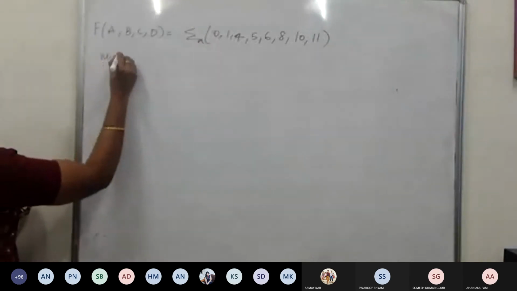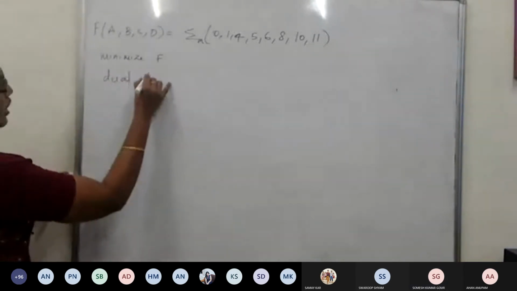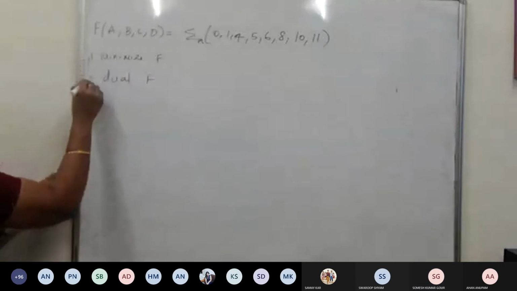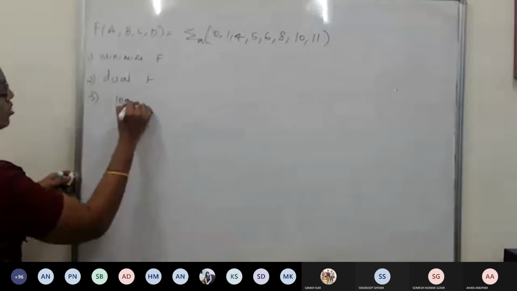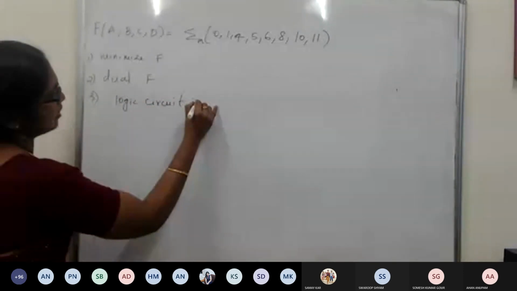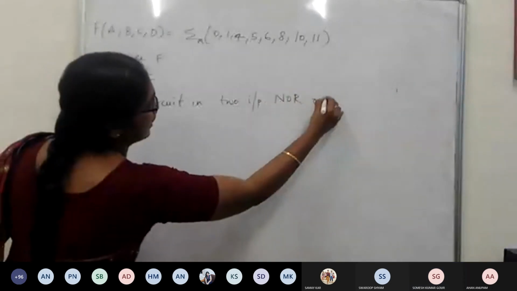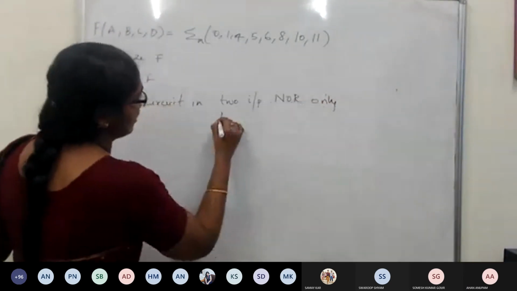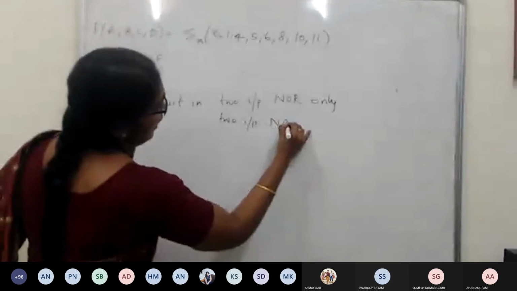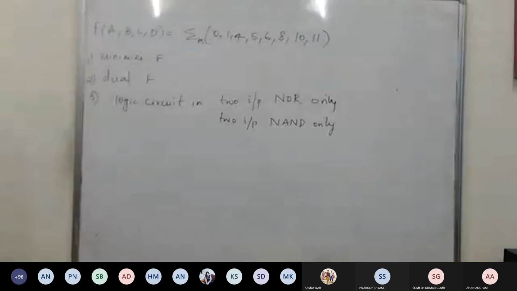Right? So minimize F. Right? Then find dual F. Right? This is point 1, point 2. Right? Then 3, logic circuit in 2 input NOR only. Okay? 2 input NOR only. And 2 input NAND only. Right? So these are the levels. Let's start working on it. So minimize dual logic.